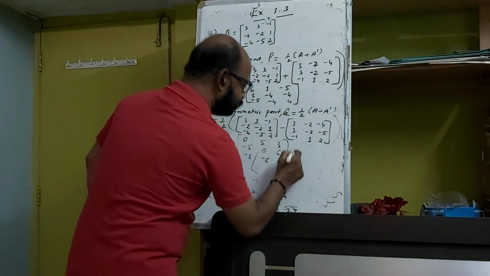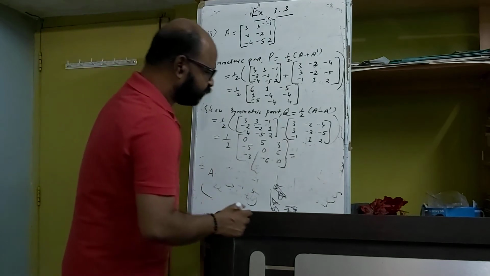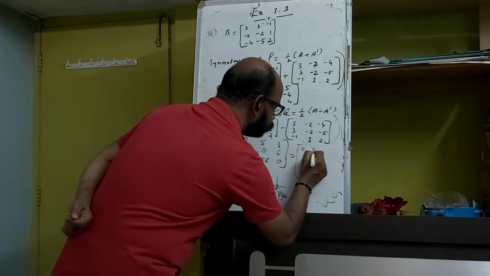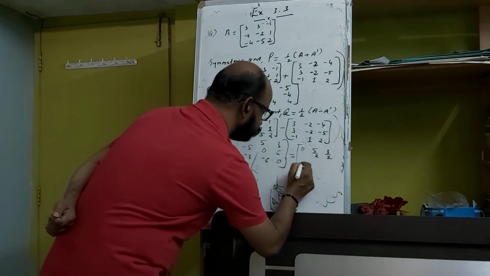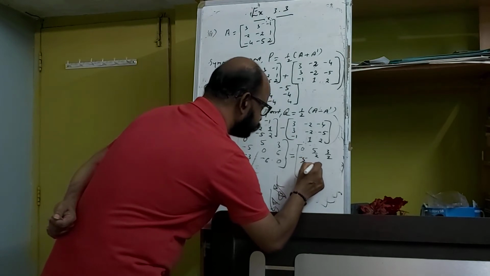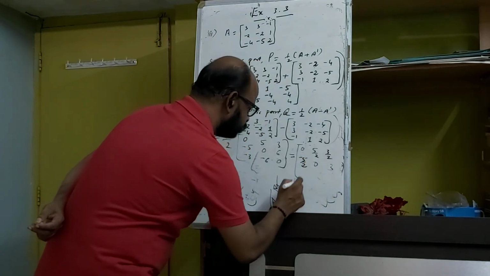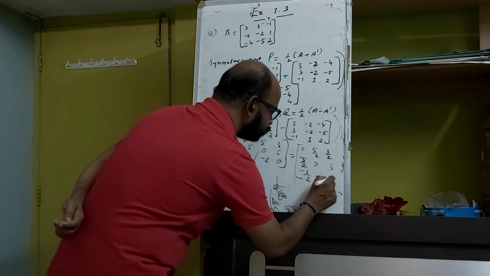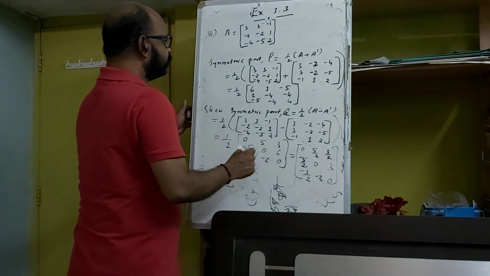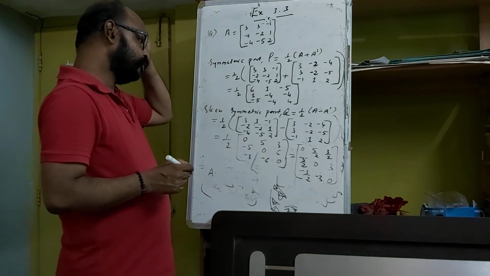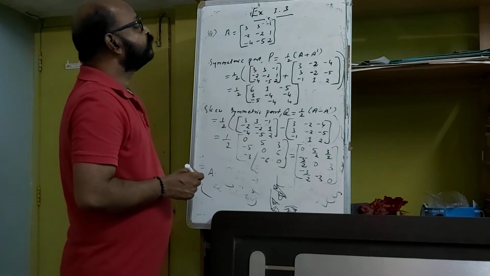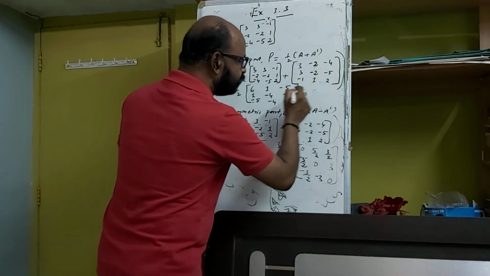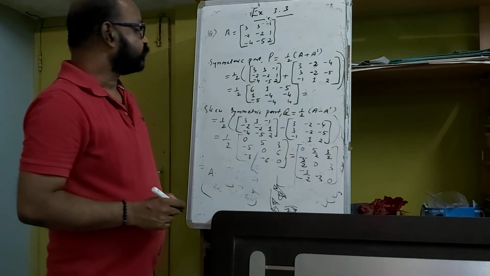Okay, and here also, multiplying by 1 by 2 means dividing by 2. So 0, 5 by 2, 3 by 2, minus 5 by 2, 0, 3, minus 3 by 2, minus 3, 0. And in the symmetric part also, that is P equal to half into A plus A transpose, there also we do the multiplication by 1 by 2.